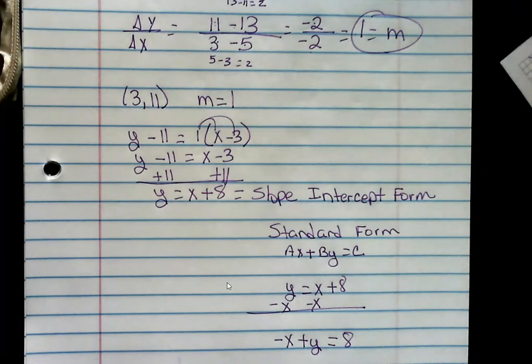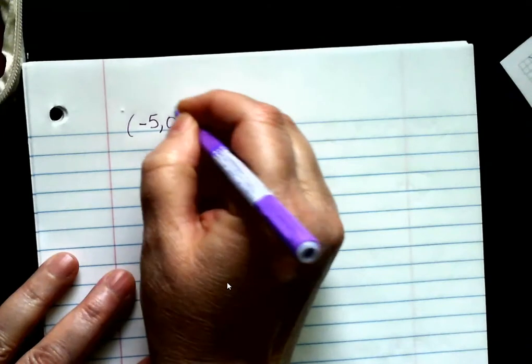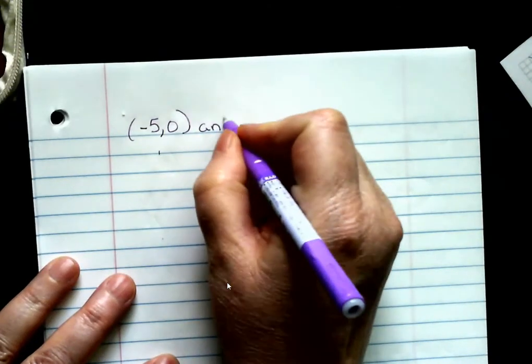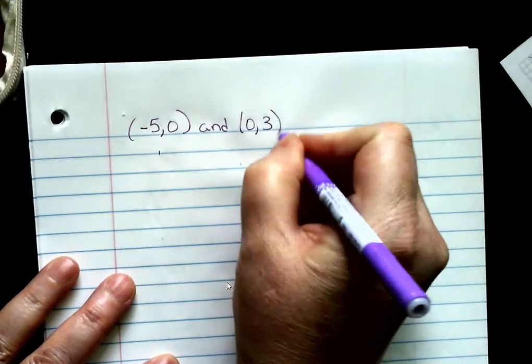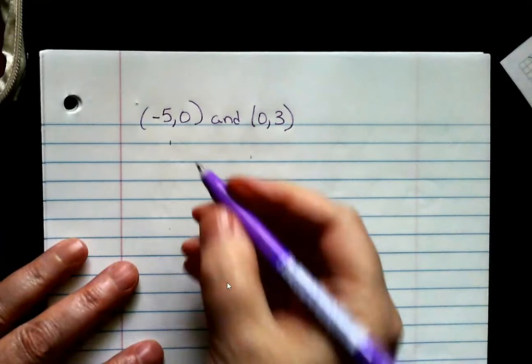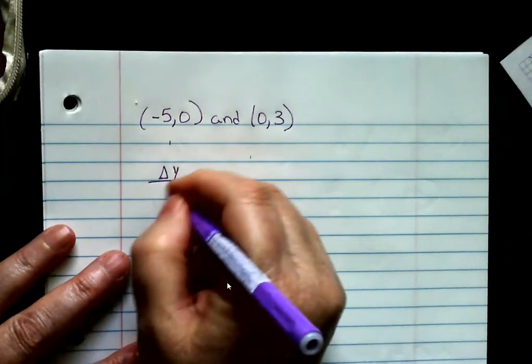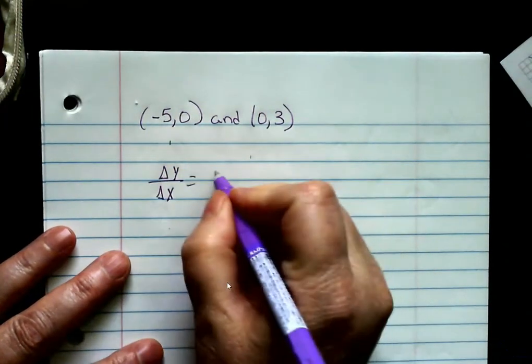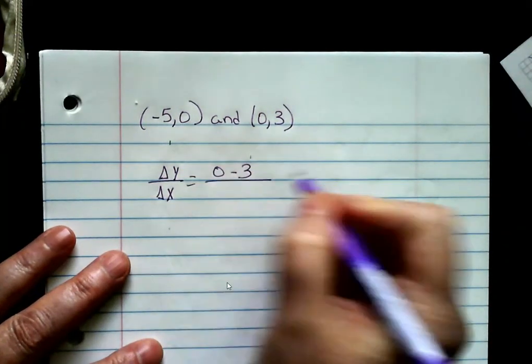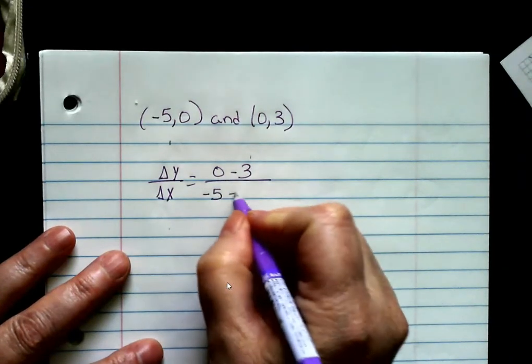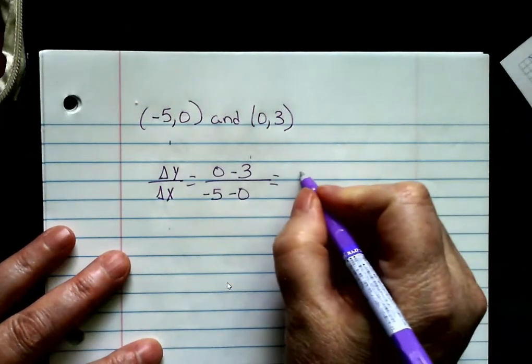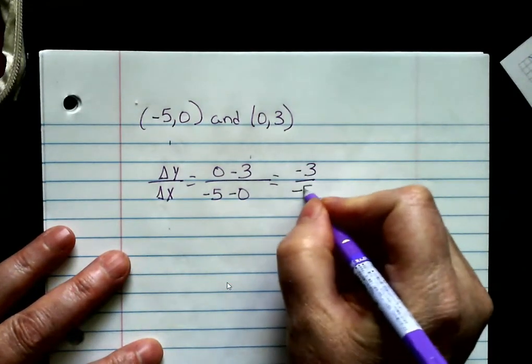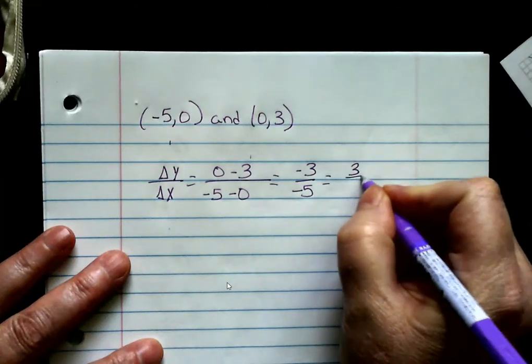Let's try another one of those. So, negative 5, 0, and 0, 3. First, we find our slope. Change in y over the change in x. 0 minus 3 over negative 5 minus 0 is negative 3 over negative 5, which is 3/5.